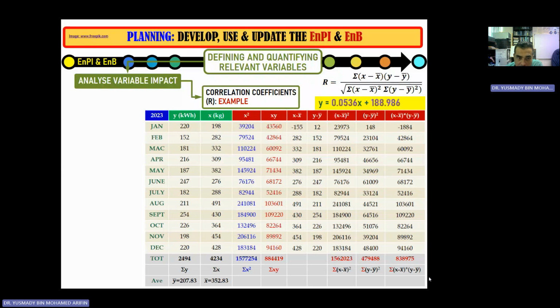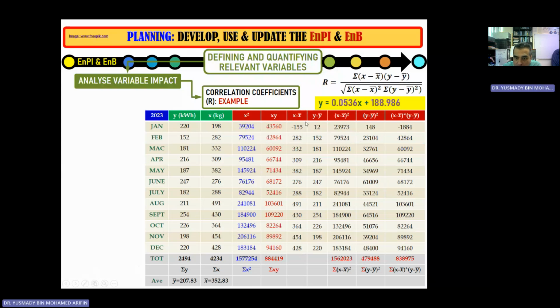The green column represents the data for y, and x is the same data as in the previous example. Now we need to calculate x square. X square and xy are already calculated from the previous example. So we need additional columns for x minus x bar, y minus y bar, x minus x bar square, y minus y bar square, and also x minus x bar multiplied by y minus y bar. First, we need to calculate the average value of y data and the average value of x data, represented by y bar and x bar.